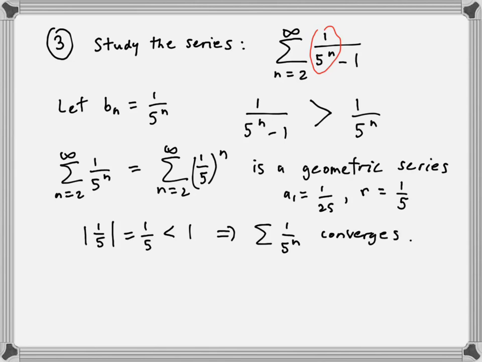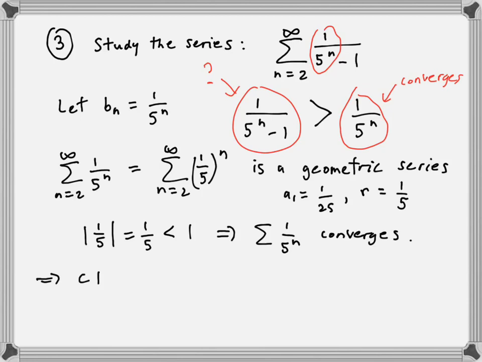So then what does the comparison test tell us? I hope you didn't say that the other guy converges too, because we have a problem, right? We just showed that the smaller guy converges. So what can we say about the bigger guy? We can say nothing. So let me just say the comparison test tells us nothing.